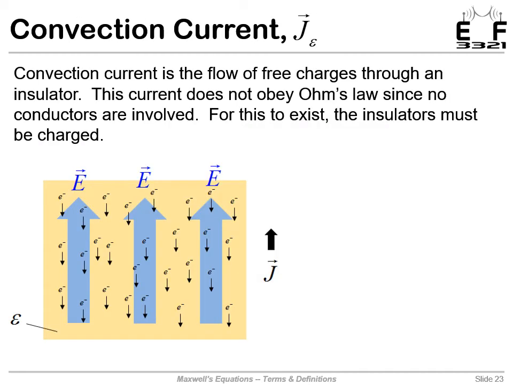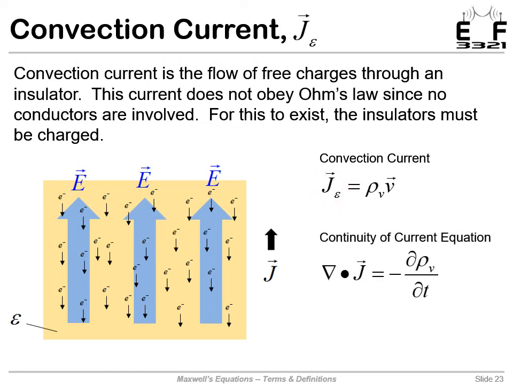Our convection current is the flow of charges through insulators. And maybe it's counterintuitive that that can even happen. So our convection current, J with a subscript epsilon, because that's indicating we have an insulator or a dielectric, is our charge density times the velocity of those charges moving. And so the product of those two gives us our current density.